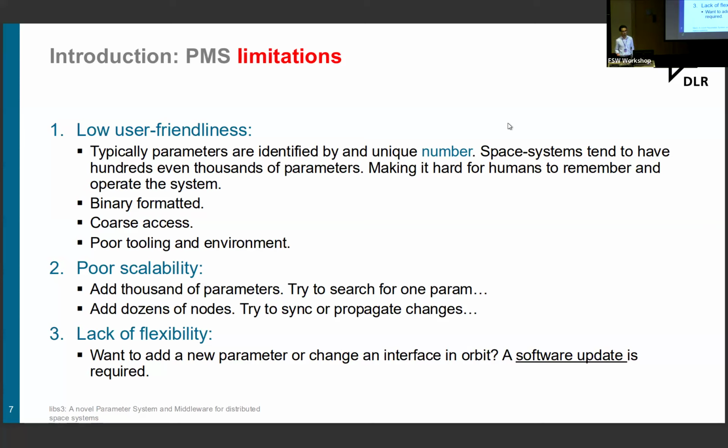Most of the time these systems, you freeze them at compile time, and the only way to do a change is by updating the software. So you have to do an update on orbit in case you want to add more parameters, in case you want to change a parameter. I mean the definition of one parameter and so on.